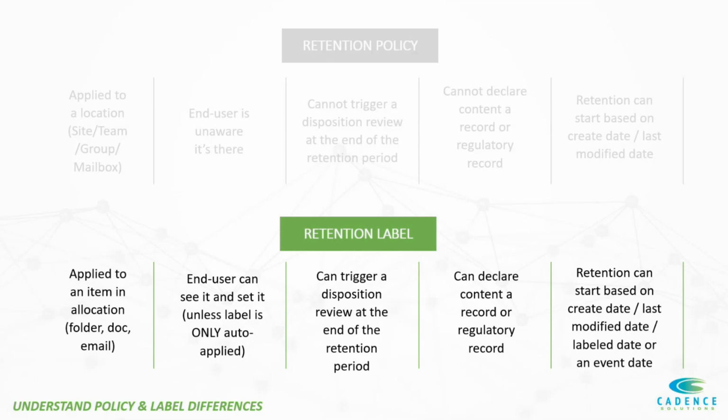Retention labels are applied to items in a location. They can be applied to a specific file, a folder, or a library, and they just designate that everything in that location or any file tagged with this label is going to have certain actions and retention applied to it. End users can see retention labels and set them themselves unless you enable auto labeling. A label can trigger a disposition review at the end of its retention period, which is something a lot of users like. And we're going to go in depth in all of these topics.